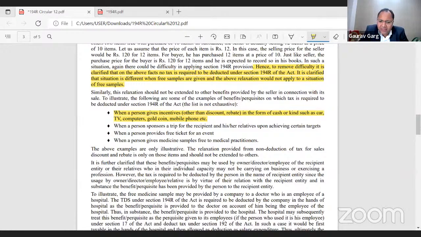Sir, we have one example in this only with regard to hospital. Let's take that example and it will clarify a couple of questions. Give me 1 minute. Let me move on to that example.